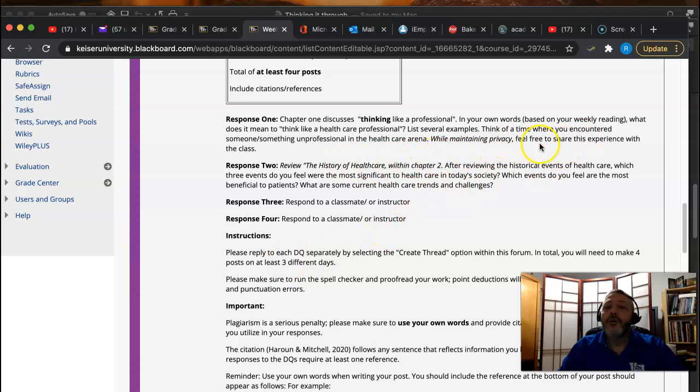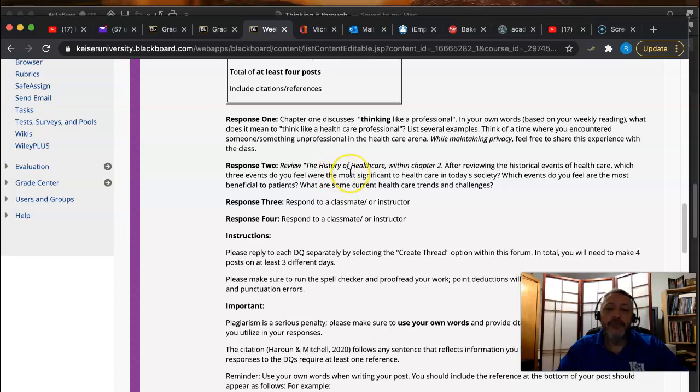And then you will think of a time when you encountered someone or something unprofessional in the healthcare arena while maintaining privacy. Feel free to share that experience with the class. Now, if you don't have a healthcare unprofessional example, everybody's experienced something that has been unprofessional in our lives. Share that. But I would prefer it to be healthcare related since that's what we're studying.